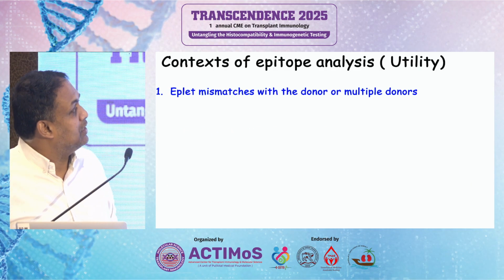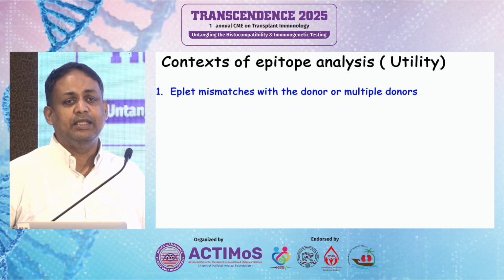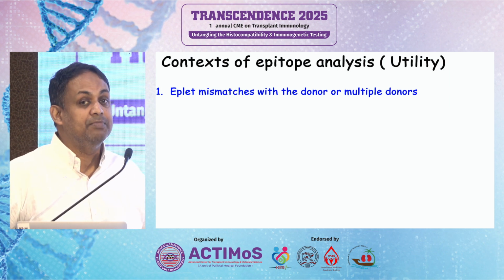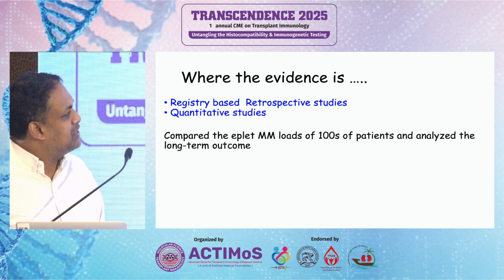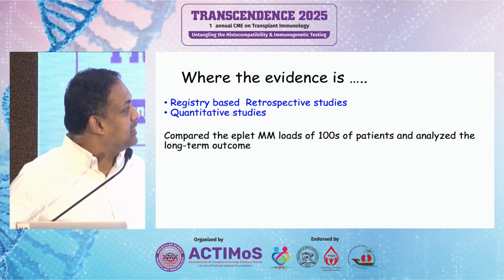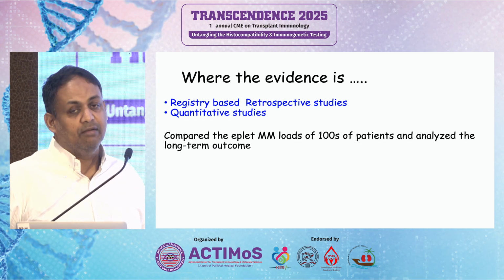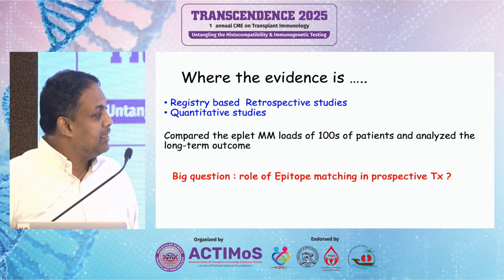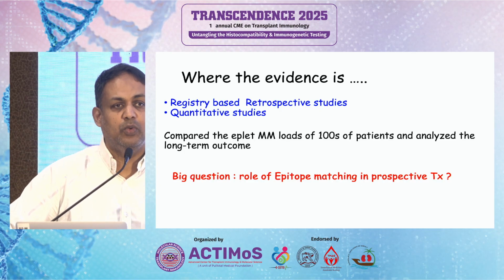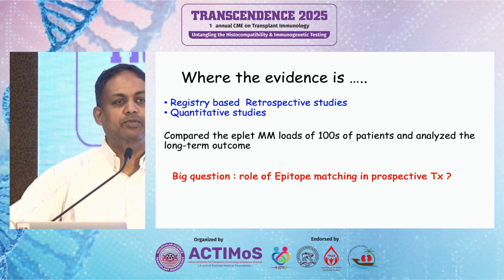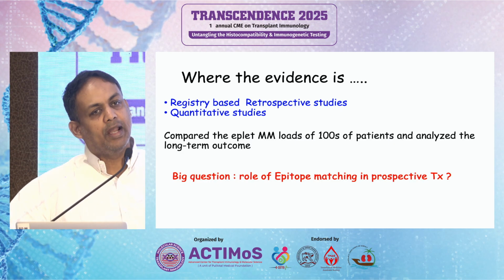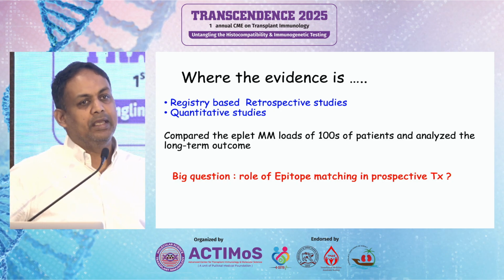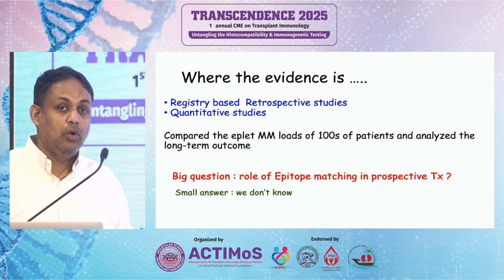So coming to the first one, this is where the whole literature is. Almost 90 to 95% of the literature on epitope says that increased eplet mismatches means inferior outcome, okay? So it's basically retrospective registry-based studies and quantitative studies, where a registry means like 100 to 1,000 patients. So the big question is, in a prospective transplant, as a clinician, you and me, when a patient comes and says, okay, I am sitting with my mother as a donor who has got X number of eplet mismatches, is it going to affect your clinical decision making? So the answer is that we don't know, okay?